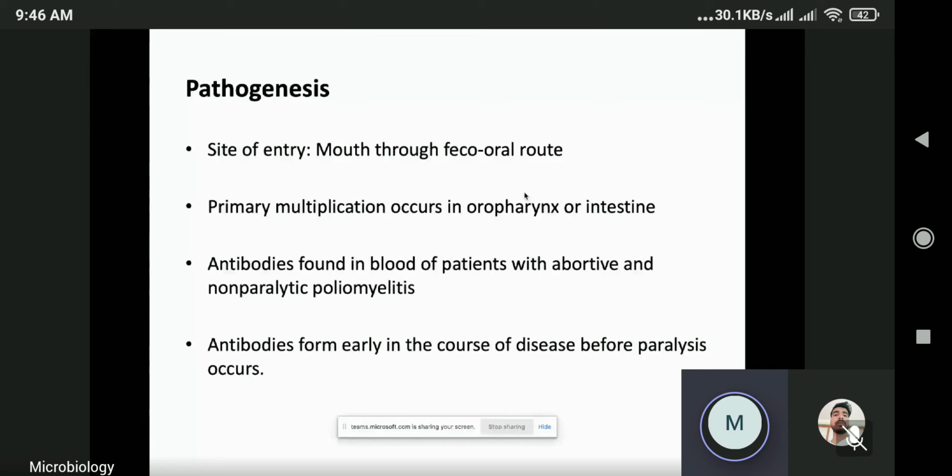The patient can be asymptomatic, but in those conditions, if we try to find out the antibody against the poliovirus, then we may find it. Okay, I'll try to explain it clearly.